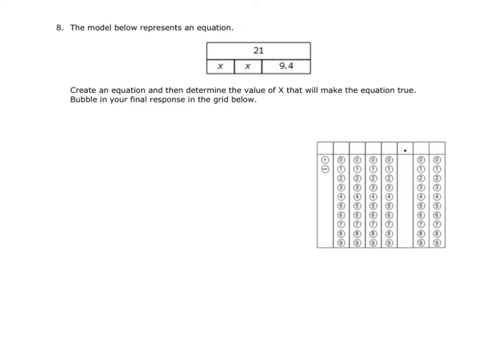Number 8 says the model below represents an equation. Create an equation, then determine the value of x, meaning solve, that will make the equation true. Bubble your final response in the grid below. So our total up top, because that is the entire length of that picture, is 21. 21 equals x plus x plus 9.4. Now that's kind of a weird looking equation, so we can combine like terms. So we can do x plus x to get 2x plus 9.4 equals 21.